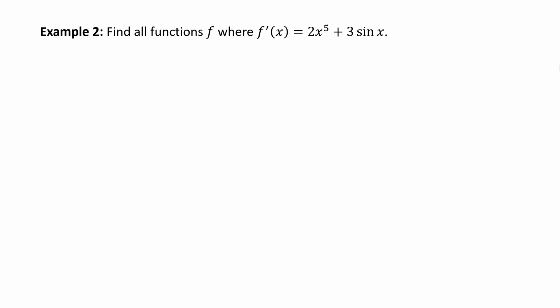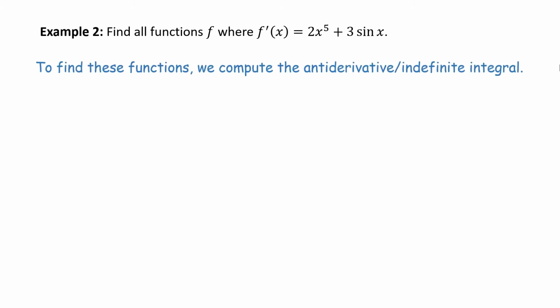Example: find all functions f where f prime of x equals 2x to the 5th plus 3 sine x. To find these functions, we compute the antiderivative, which we can also call the indefinite integral. Let's find the antiderivative. We'll begin by using the power rule for integration.